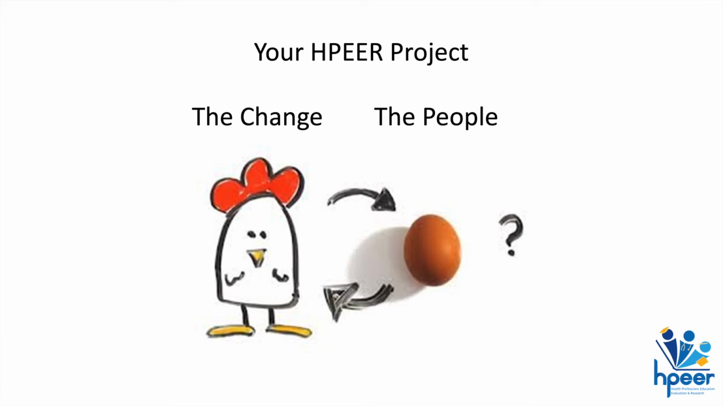Therefore, if people within your intended impact area do not adopt the change, then the particulars of your project become irrelevant and your project will fail. As you develop your HPEER project, it's important to consider your goals for the project, any barriers to implementation, and how easy it will be to spread that change as you develop and enhance your work.